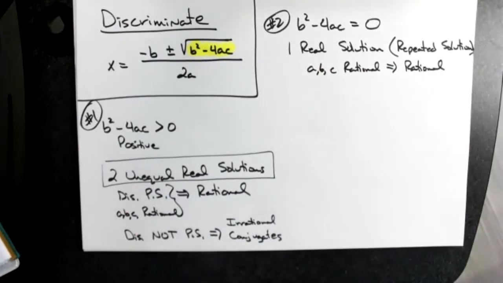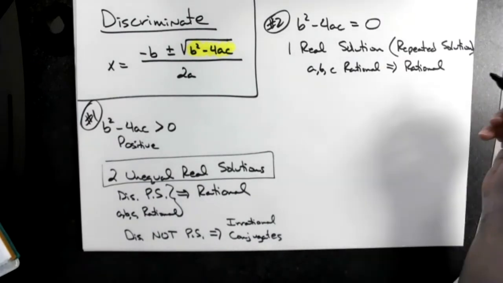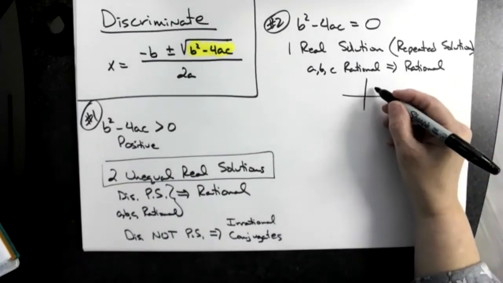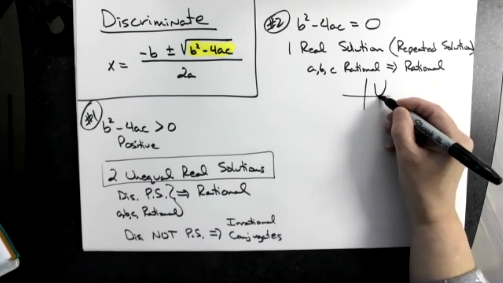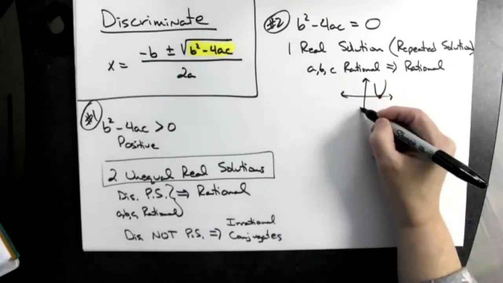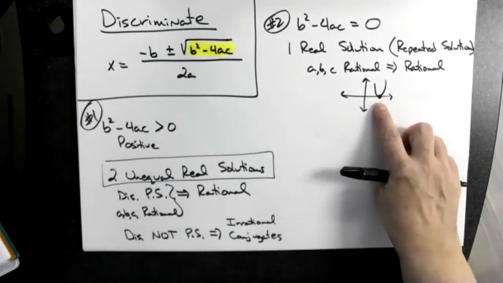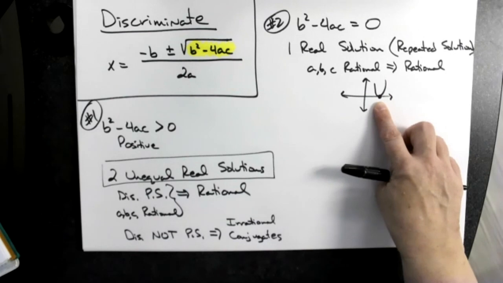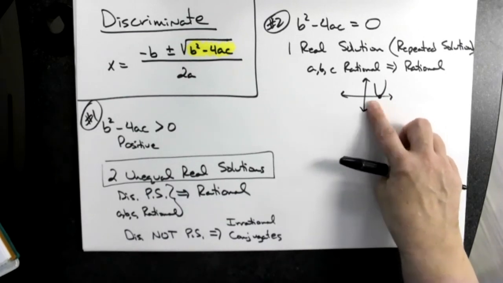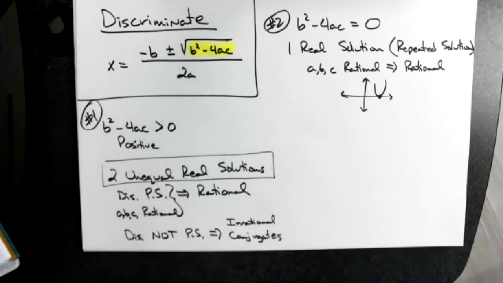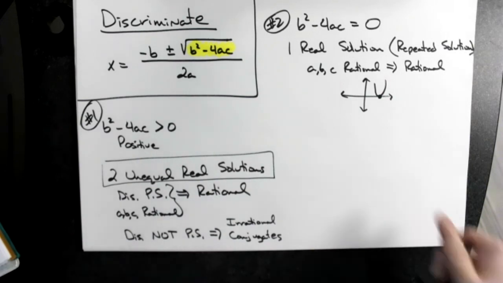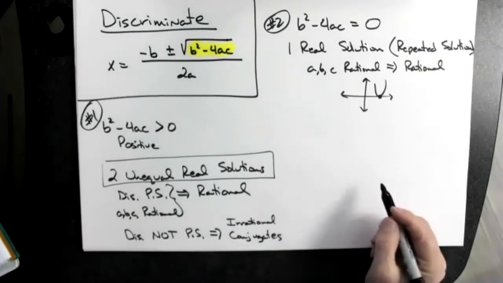Now this is the scenario where, let's draw a little picture with this, the vertex might be sitting right there on the x-axis, and I've only got 1 solution. It's going to be rational. And if it was factorable, it might factor into an x plus 4 and x plus 4, a perfect square trinomial that has its zeros right there on the x-axis. So when it's repeated and you do the quadratic formula, you're still going to get 2 numbers, but they're going to be the exact same number. That's why I said repeated solutions there.